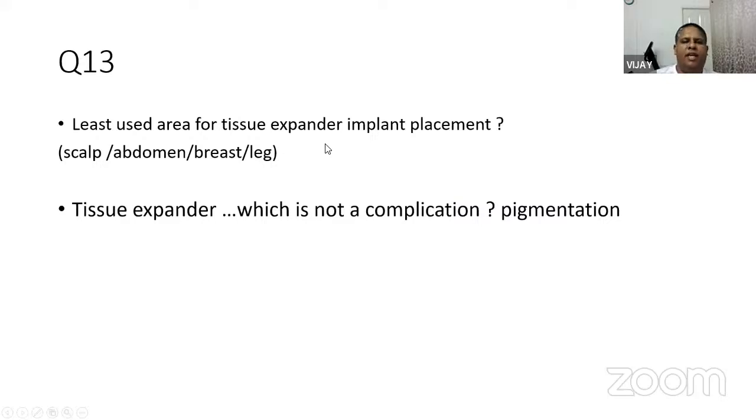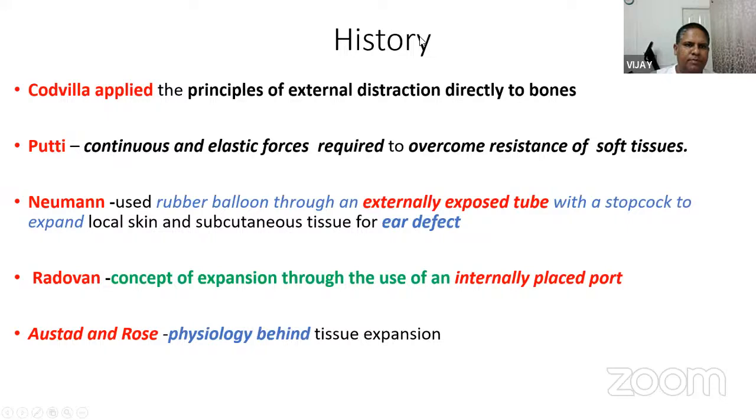Which is the least used area for a tissue expander? And one more question: which is not a complication? Various complications are mentioned, and pigmentation is the answer.